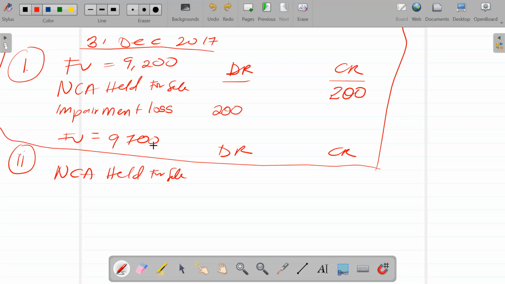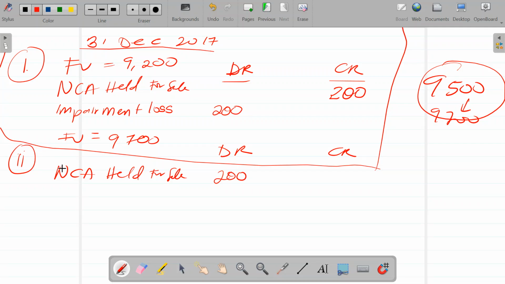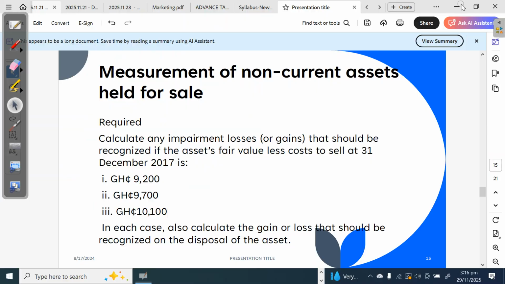If the fair value is 9,700, that would be an increase. Our initial carrying amount is 9,500, so this will be an increase of 200, because we are increasing it to 9,700. Then this will be a fair value gain of 200. That is the second scenario. Let's look at the third scenario.